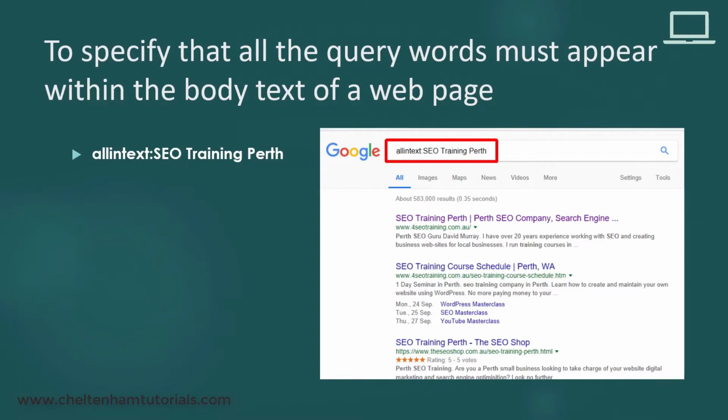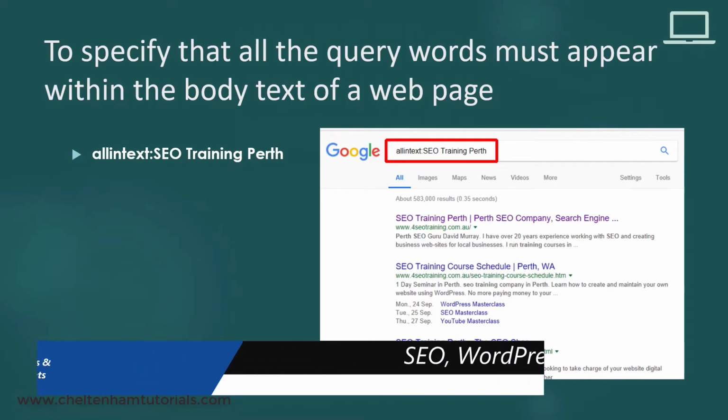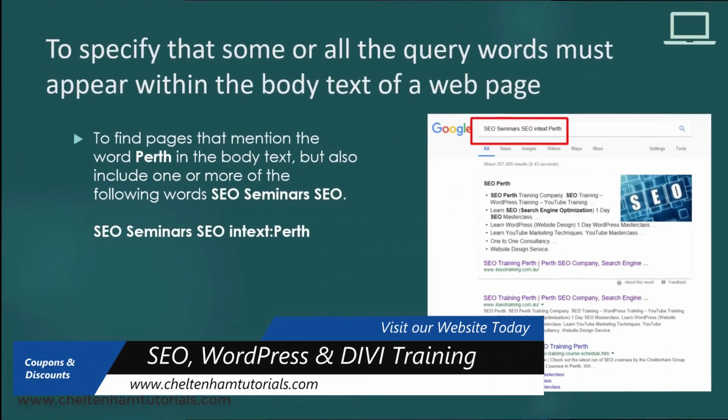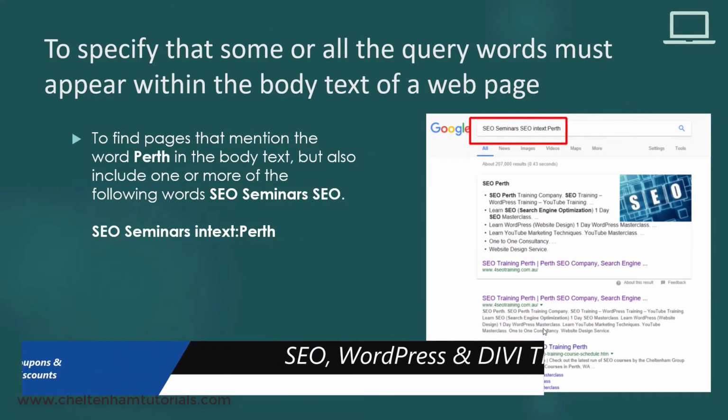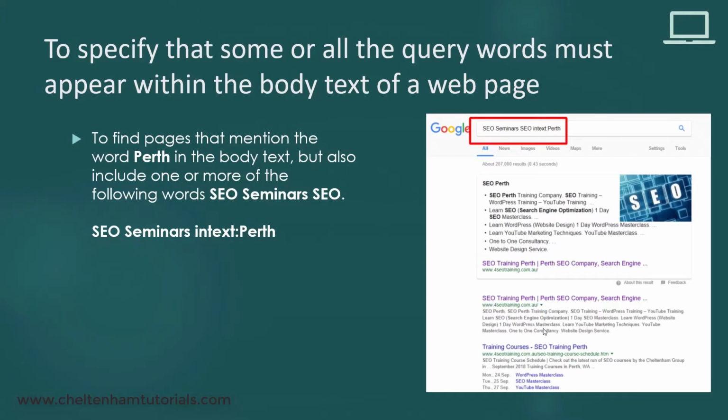In this case, I'm going to specify that all the query words must appear within the body text of a web page. So I'd search using the phrase allintext: and then my words. In this case, I'm looking for the words SEO training Perth. If I wanted, I could put those in inverted commas to get an exact phrase match, but the point is those words must appear within the body text. Now this is similar to the last example, but in this case I'm searching for the words SEO and seminars, but the word Perth must appear somewhere in the body text of a particular web page.